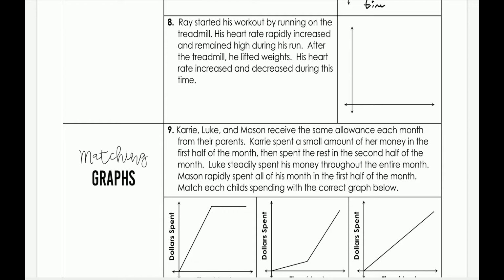Now, what we have to do is figure out what needs to go on the x-axis and what needs to go on the y-axis. Well, in general, if you have time, it will go on the x-axis. And then whatever we're measuring will go on the y-axis. So in this case, it will be heart rate. So we'll have heart rate on the y-axis.